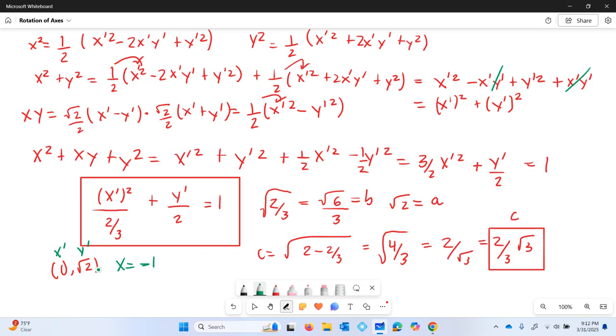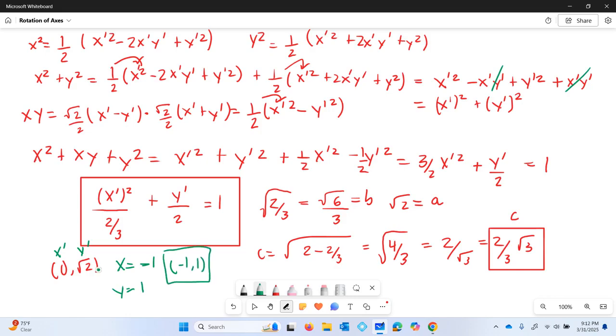Okay, so that makes sense: if you plug in 0 and root 2 into what x was, which was x prime cosine theta, you get -1. But if you look at the y variable, it was x prime sine theta plus y prime cosine theta. If you use that same value, in this case you're going to get +1. So that means that the vertex is at -1, 1.